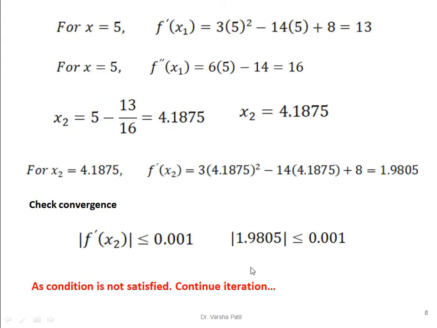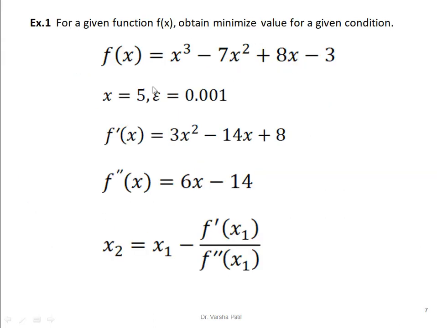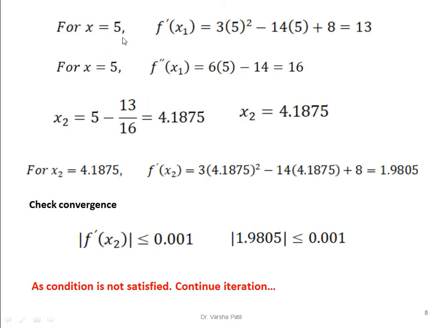Now after putting in all those values we get f'(x1) is 13 and f''(x1) is 16. In this equation, at the start of the iteration, this x is x1, and from all these values we get the value of x2. So initially x1 is equal to 5 and for that we get the value 13. Next we get the second derivative as 16 and from this we get x2, which is equal to 4.1875.